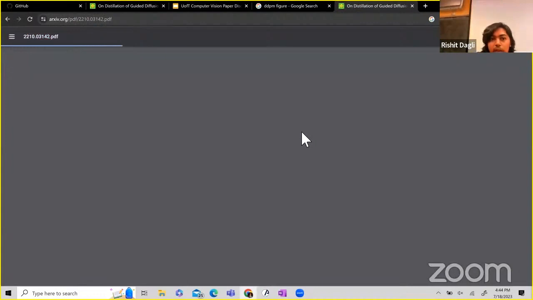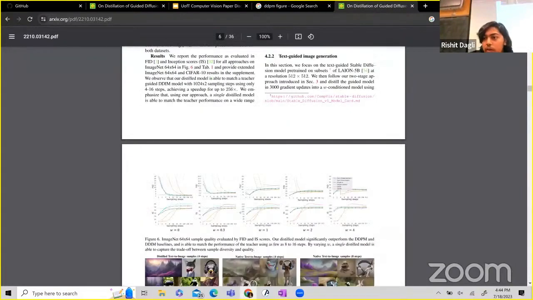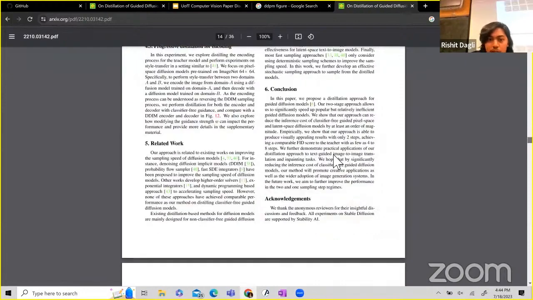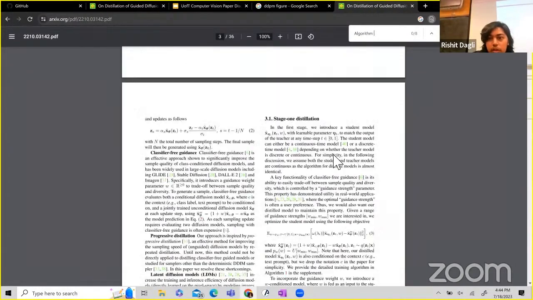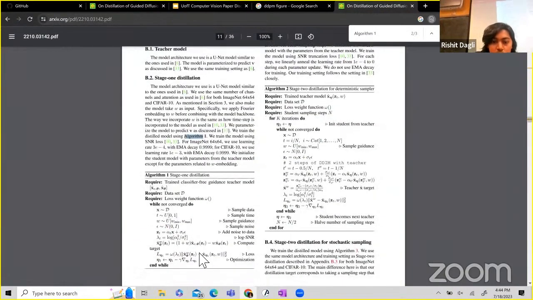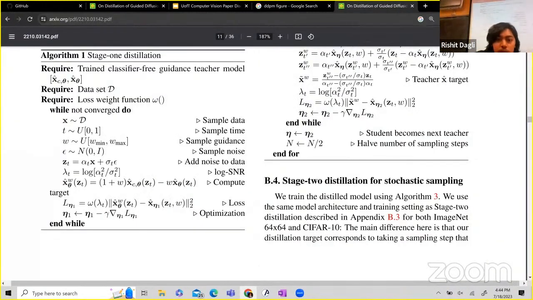So do they have the supplementary in the arXiv version? I'm on the arXiv version as well. Oh, yeah, they do. So then they say algorithm one. Yeah, this is the one. So stage one distillation. Okay, well, I get all of this.